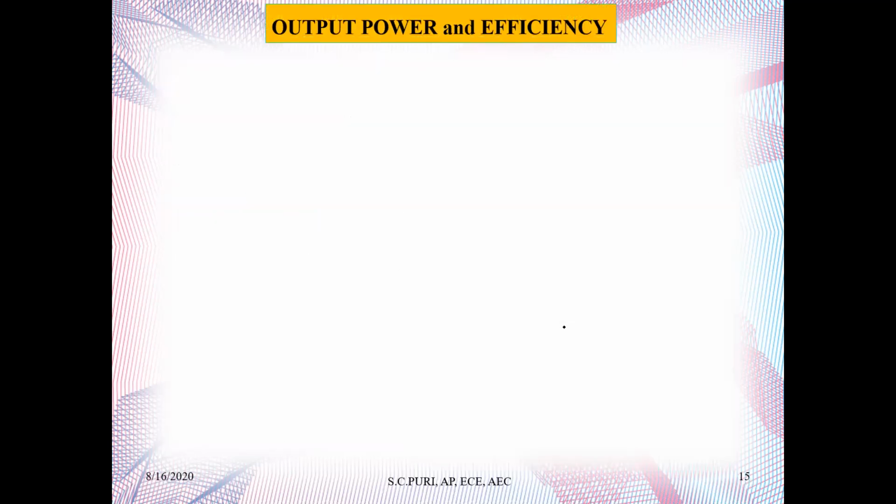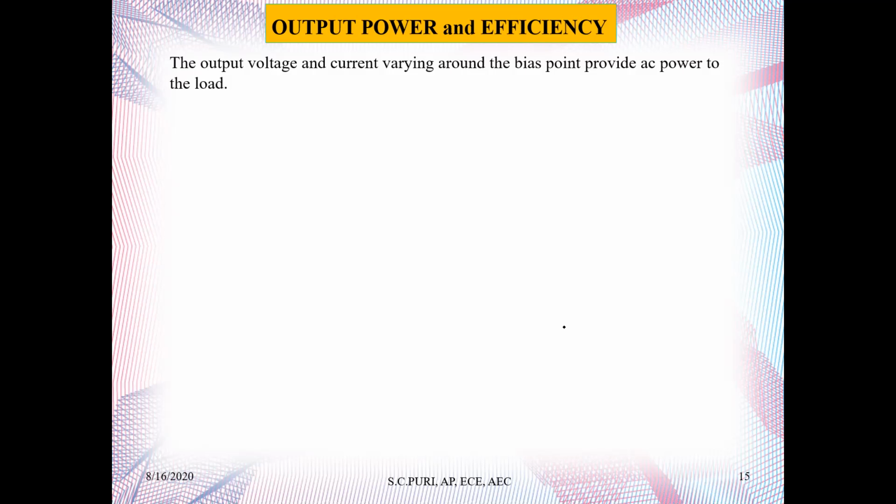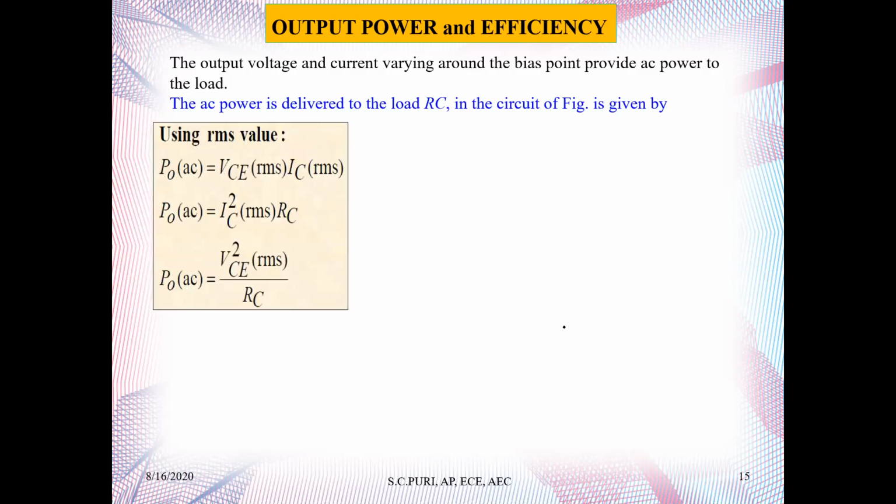Output power and efficiency. The output voltage and current varying around the bias point provides AC power to the load. The AC power is delivered to the load RC in the circuit of the figure, as given by this one.